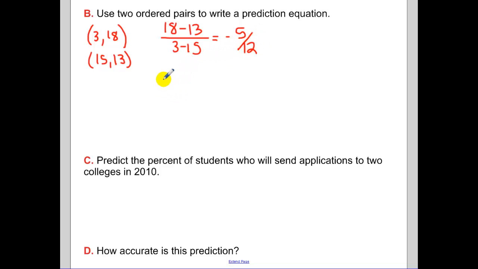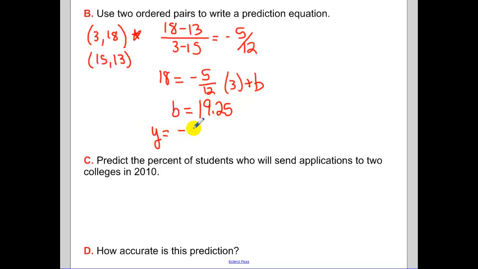All right, now pick one of the points. I'm going to pick the top one, 18. I'm going to solve for B. I'm not going to go through that work because I think you can all handle solving for B. So B is going to be equal to 19.25. So our equation is y equals negative 5 over 12 x plus 19.25.